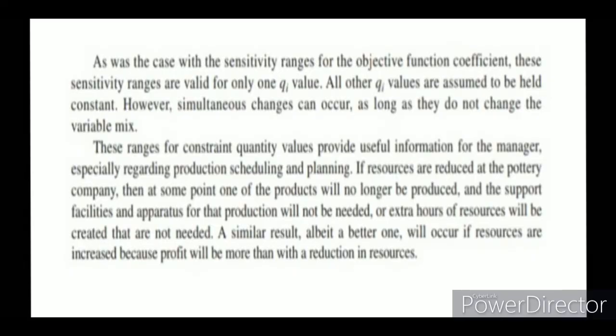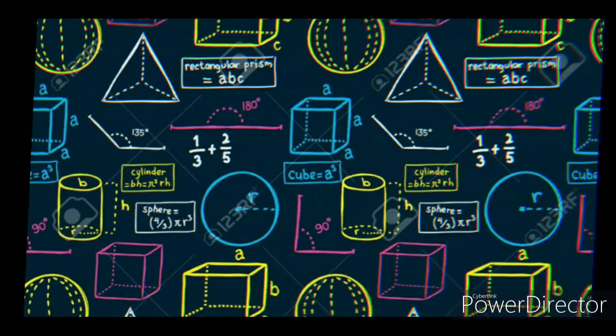These sensitivity ranges are valid for only one q sub 1 value. All other q sub 1 values are assumed to be held constant. These ranges for constraint quantity values provide useful information for the manager, especially regarding production scheduling and planning. If resources are reduced at the pottery company, then at some point, one of the products will no longer be produced, and the support facilities and apparatus for that production will not be needed, or extra hours of resources will be created that are not needed.